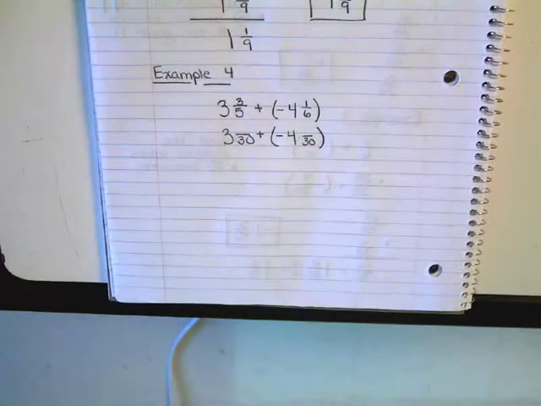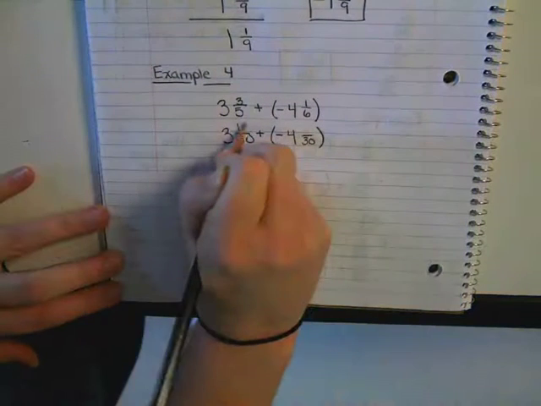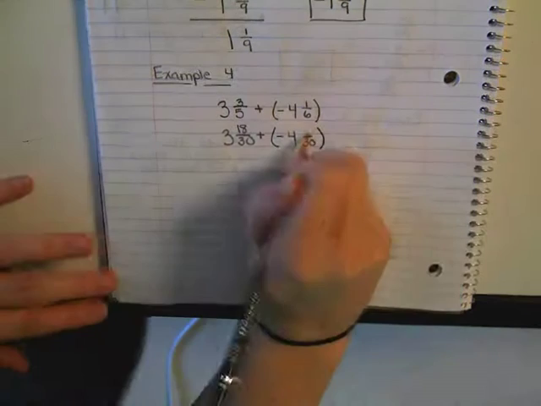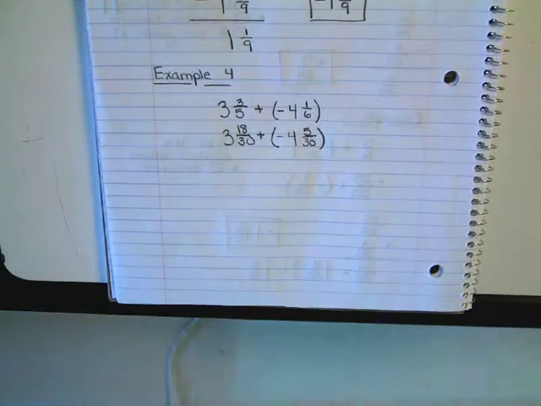What do I multiply 5 by to get to 30? 6. So 3 times 6 is 18. What do I multiply 6 by to get to 30? 5. So 1 times 5 is 5. Now I have common denominators. I can look at my sign. What can you tell me about this problem?